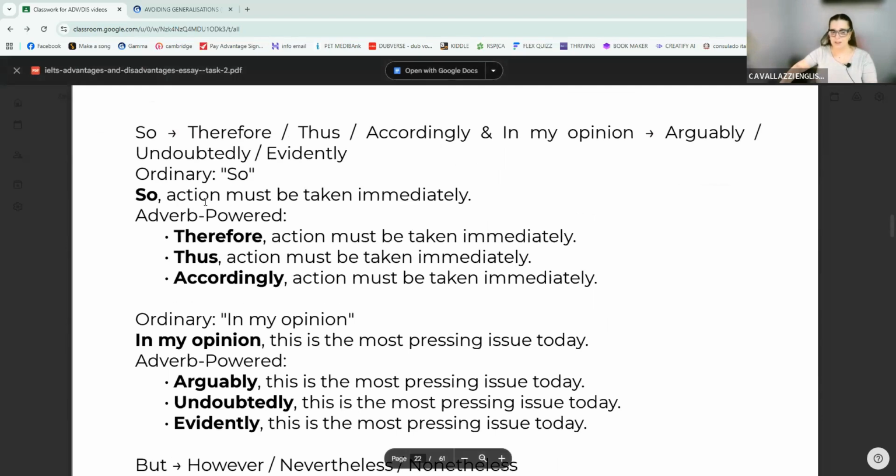See the so there? So, action must be taken. We can use therefore, action must be taken immediately. Thus, action must be taken immediately. Accordingly, action must be taken. See how we can substitute in this context? And how interesting and cool it is for us to do this, because it sticks in our heads more easily. It's really, really interesting.